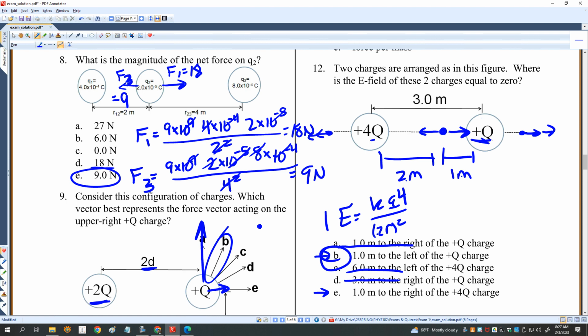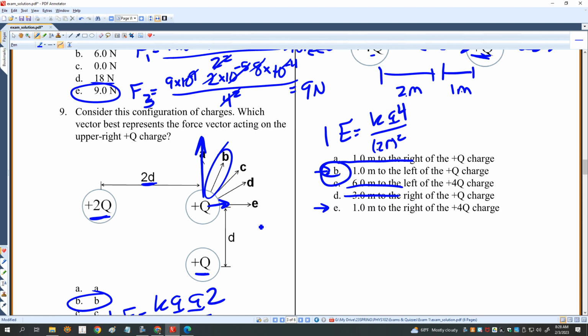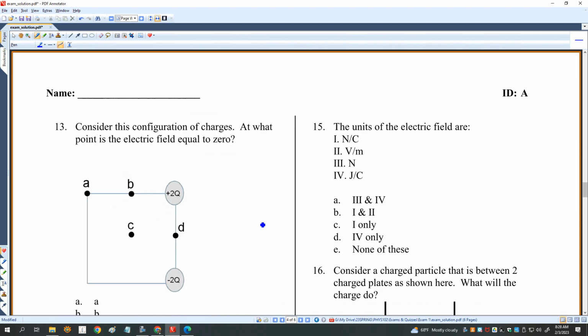It's always better to get rid of the answers that don't make any sense at all. And that was the first step that we did. And then the next step was to look at the two remaining answers and say, well, which one of these makes sense? And if you take that approach, then you'll come up with the right answer pretty easily and pretty quickly if you understand how electric fields work.